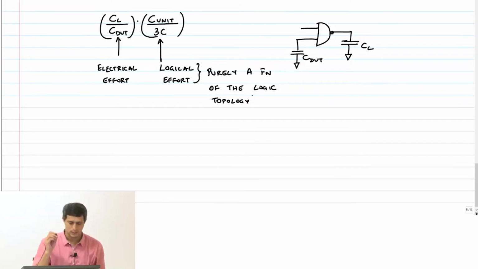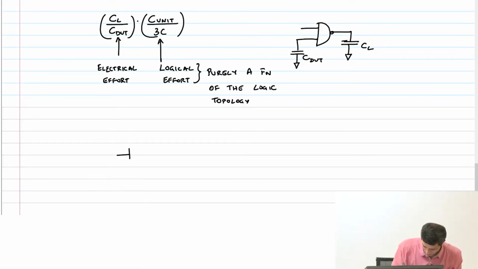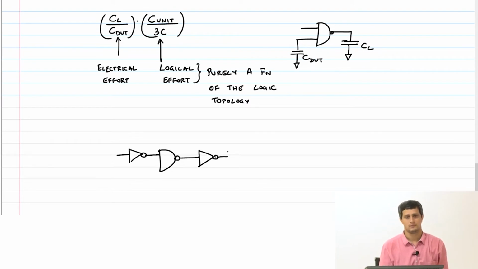Okay, so last class, let us consider this particular example. I have an inverter driving a NAND and driving another inverter. This is, let's say, a 1x inverter, and this is, let's say, a 64x, some larger inverter. This has some arbitrary size, or let's say it's a unit gate. This is a unit gate.